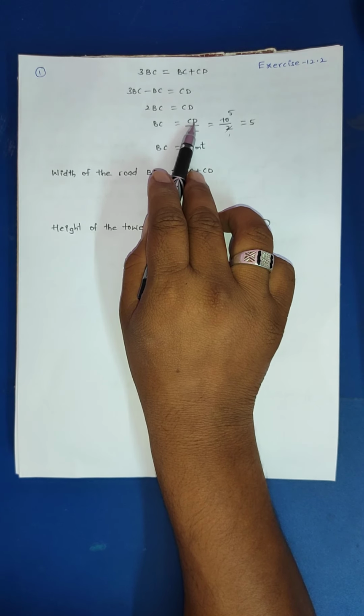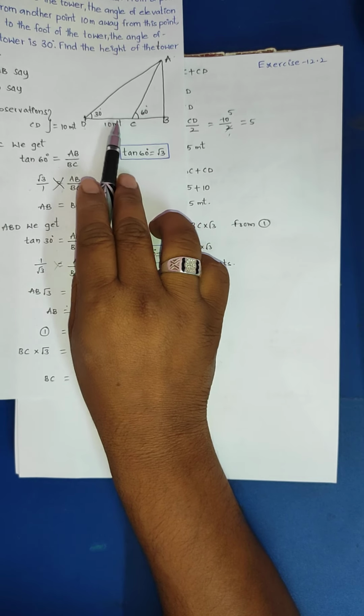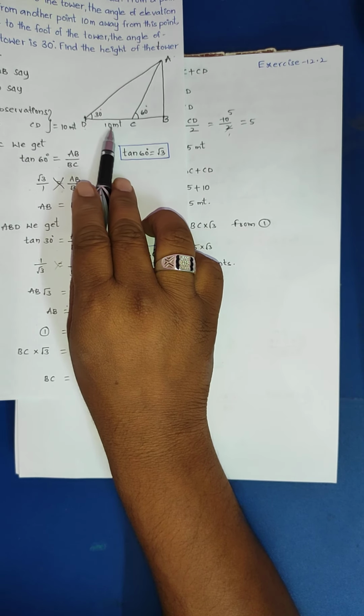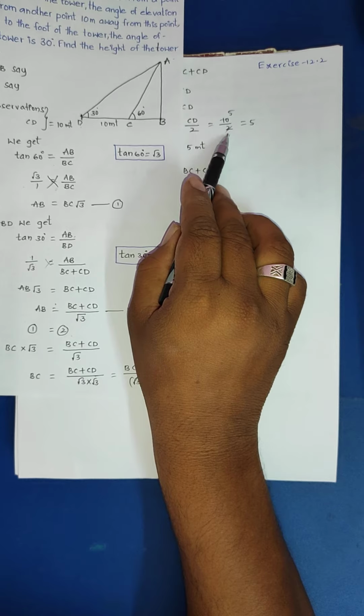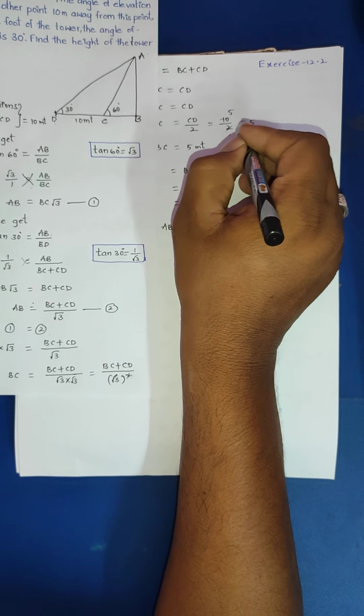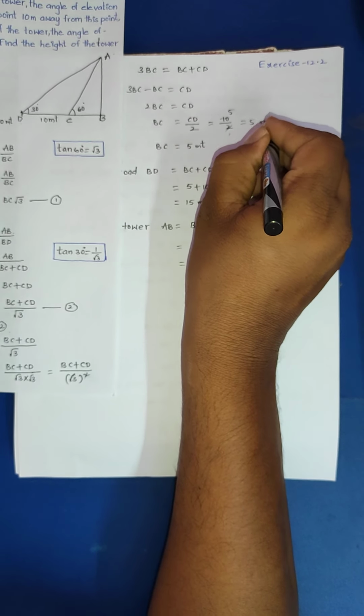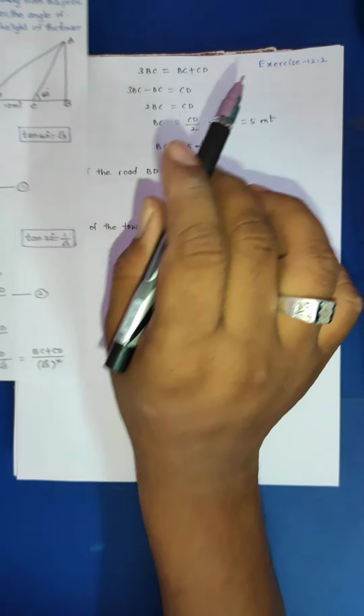What is this CD? Given, from the first point to the other point, the distance is 10 meters, so that is 10 by 2. 2 1s are 2, 2 5s are 10. So this BC length is 5 meters. BC is equal to 5 meters.